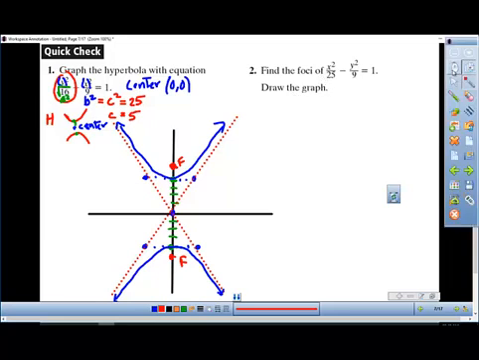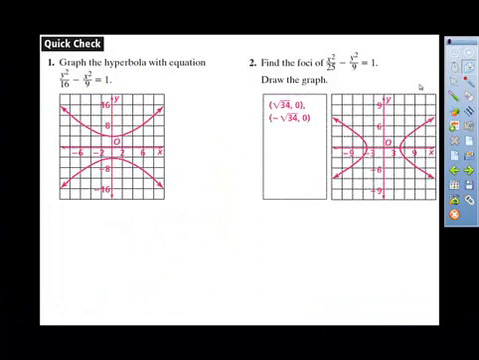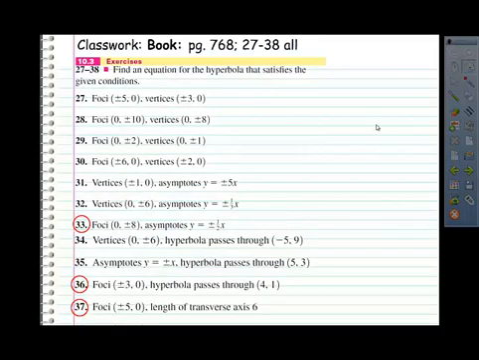All right, so if you guys want to give it a shot, I'd say try question number 2. I'll put up the answers here in a second. And then I would see if you guys got that. And then try some of these practice problems.